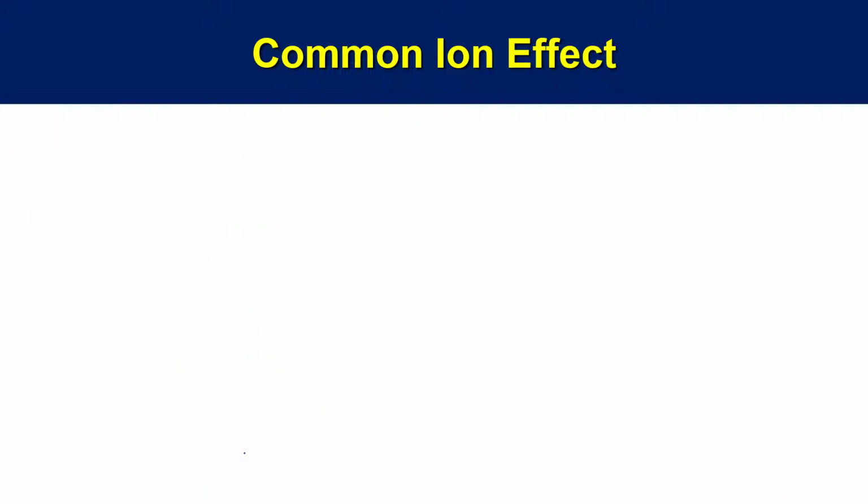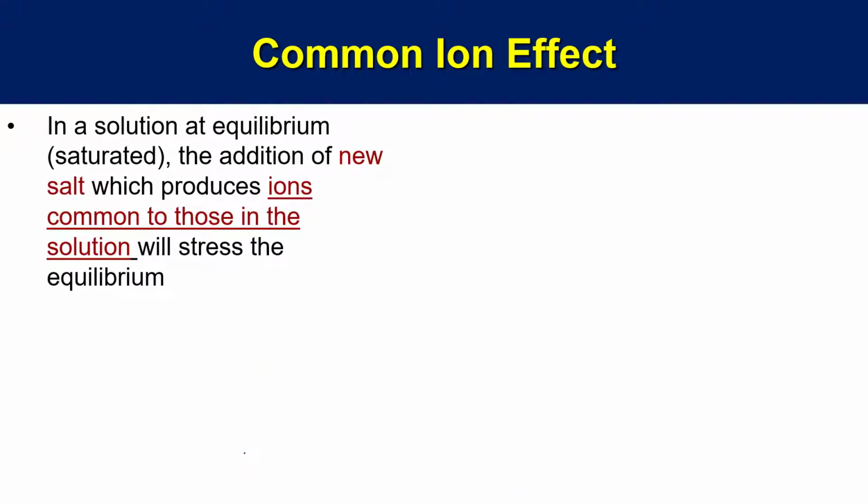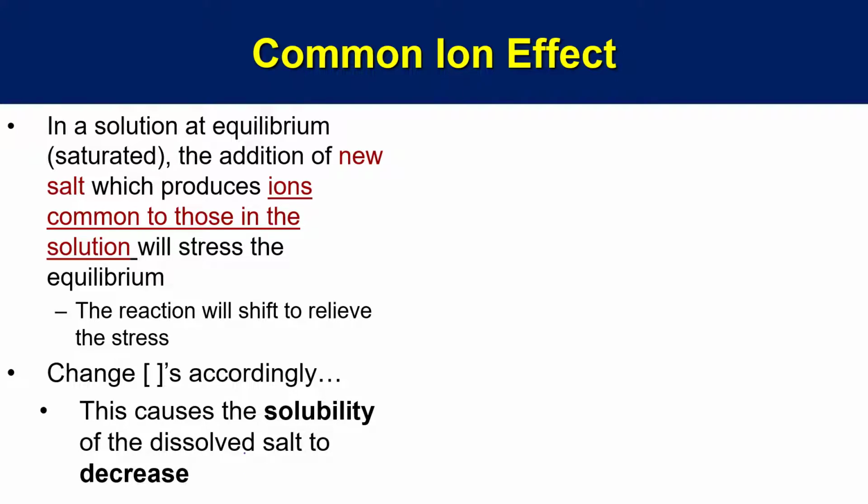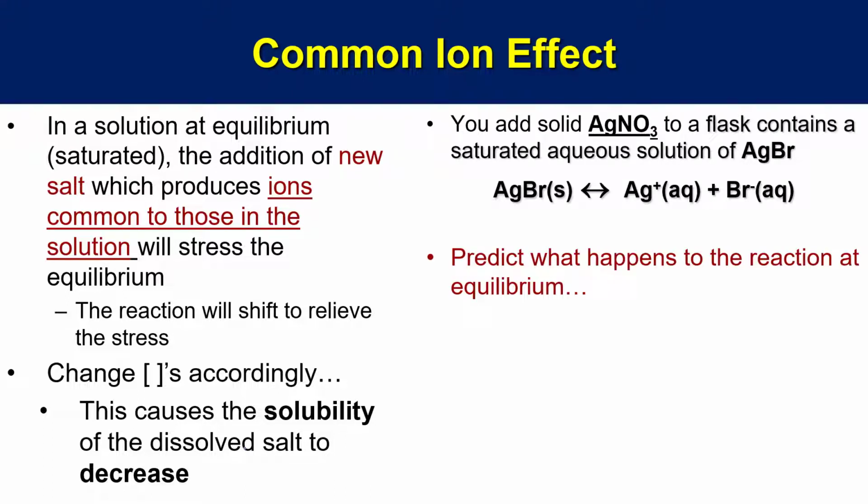Why is that relevant? Well, the common ion effect says when you have a solution at equilibrium, aka a saturated solution, the addition of a new salt which would produce ions common to those in solution would affect and stress the equilibrium. What that will cause is the reaction to shift, Le Chatelier's principle, to relieve the stress, and that will then change the concentrations of the existing ions in solution accordingly. So you may actually see the solubility of the dissolved salt go down too, as some of it will precipitate out. Here is what a common question would look like.